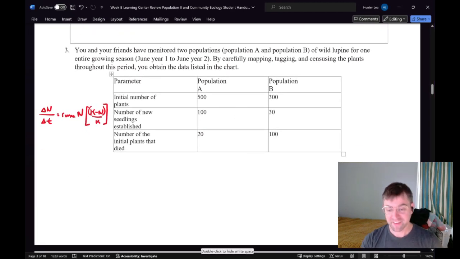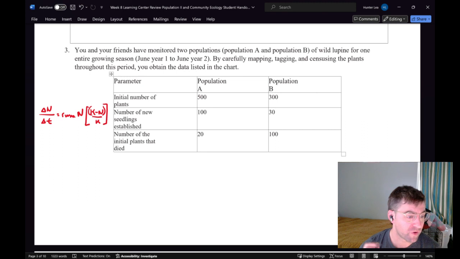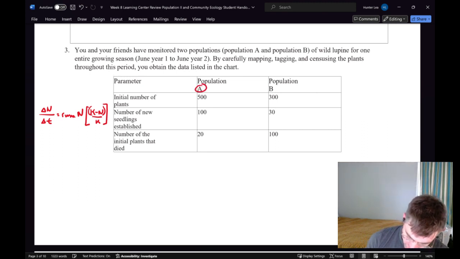Okay, I have rewritten our formula here so that we have it handy. This is where the answer key gets a little funky, and we're going to do our best. Because I don't want to lead you astray on anything, the ones I'm not sure about, we're just going to skip. So you and your friends have monitored two populations, population A and population B, of wild lupine for one entire growing season. By carefully mapping, tagging, and censusing the plants throughout the period, you obtain the data listed in the chart below.